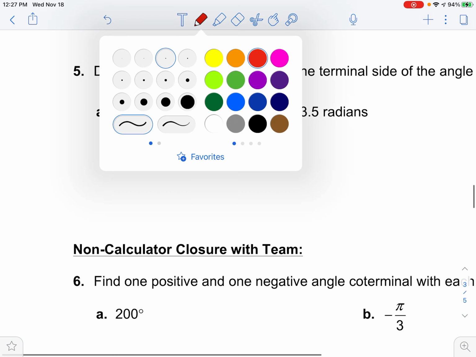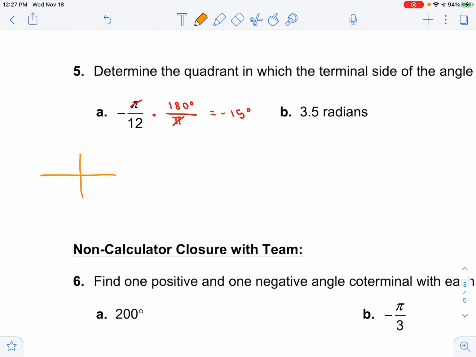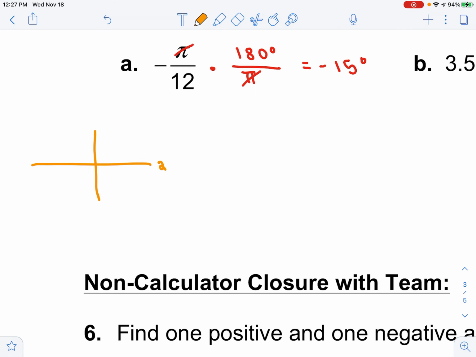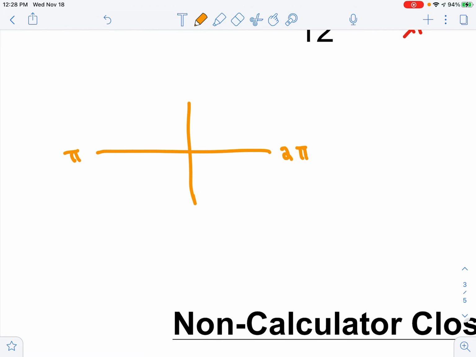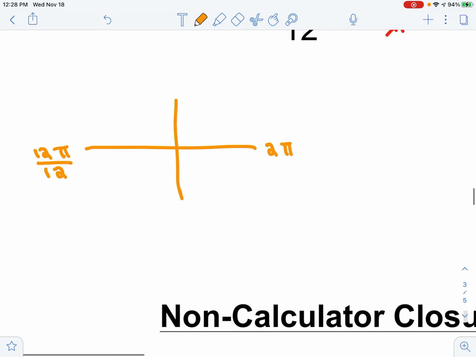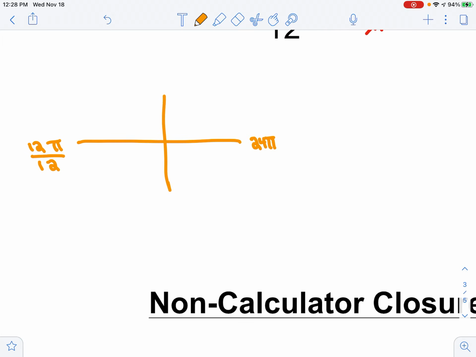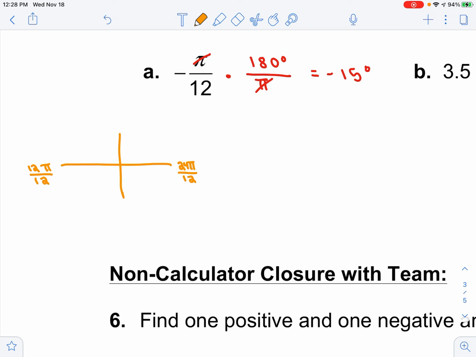Or another way you can do this is you can just think about, here's my 4 different quadrants. And if I talk to you guys about this being 2 pi and this being pi, obviously that doesn't help us when I want to think about in terms of 12ths. So think about what each of these would be in terms of 12ths. This would really be 12 pi over 12, right? Because that equates to pi. And then this one over here would have to be 24 pi over 12.